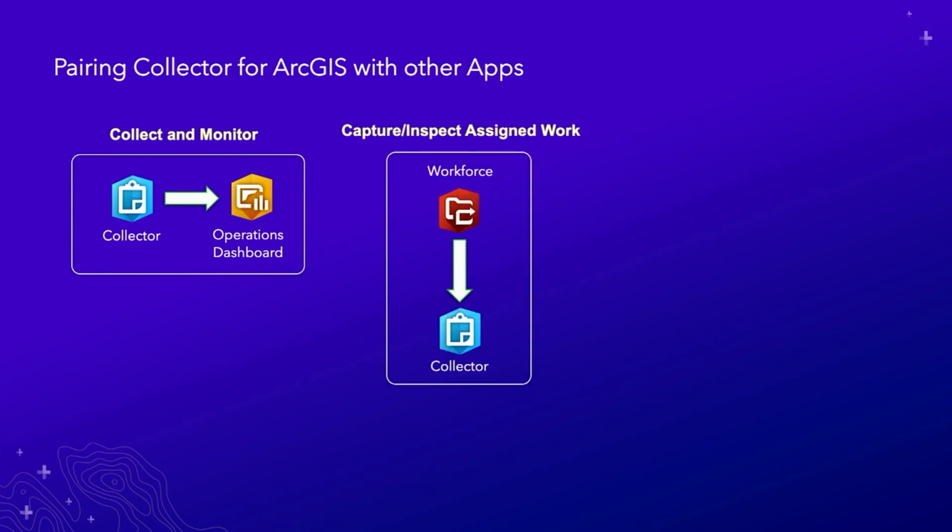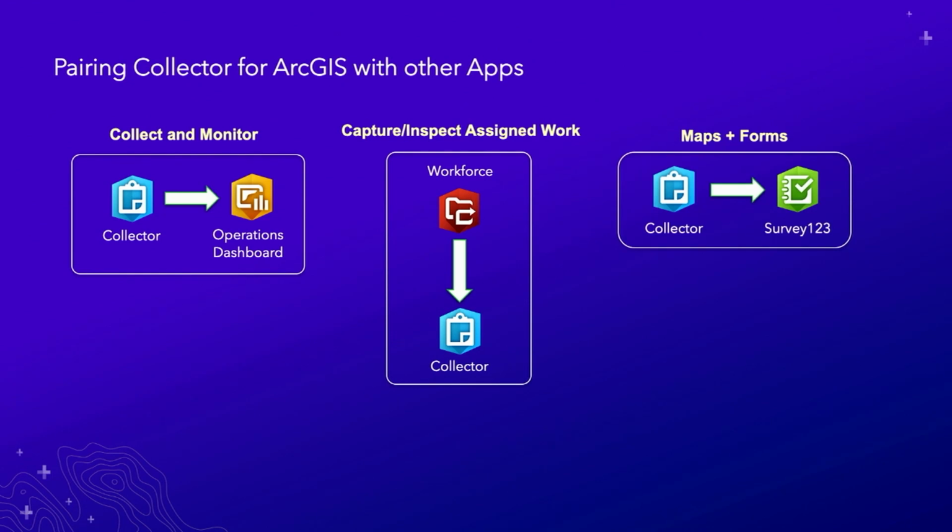In addition, another popular pattern we see is tasking work out to your field workforce using the Workforce for ArcGIS app, and then using Workforce to direct the field worker to the proper location, and then using Collector to perform the asset inventory or an asset inspection as needed. Again, maps and forms, always also a popular capability with Survey123.